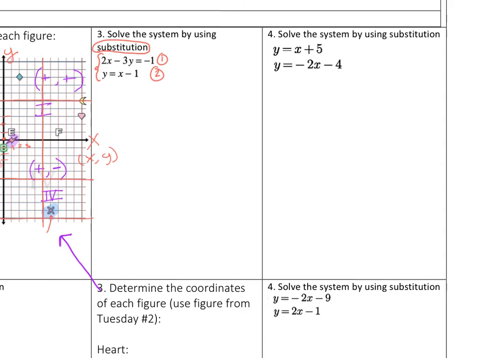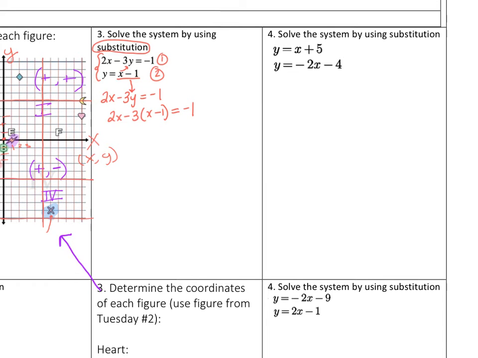So here it tells me y is equal to x minus 1. So I'm going to use this value, x minus 1, and plug it into the other equation everywhere I see y. I have 2x minus 3y equals negative 1. That's my first equation. Now I'm going to plug the second equation in right here. So that leaves me with 2x minus 3 times (x minus 1) equals negative 1.